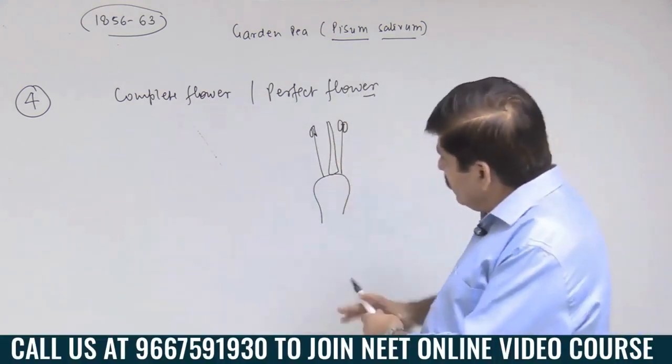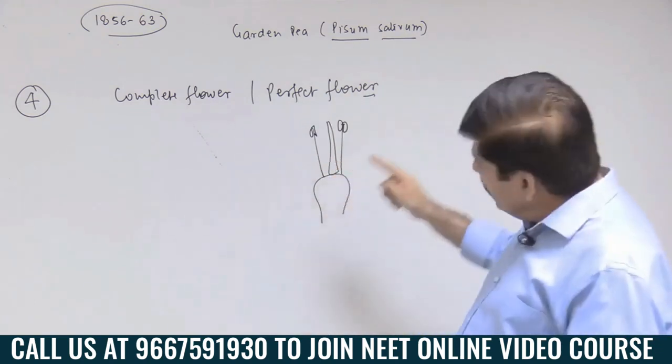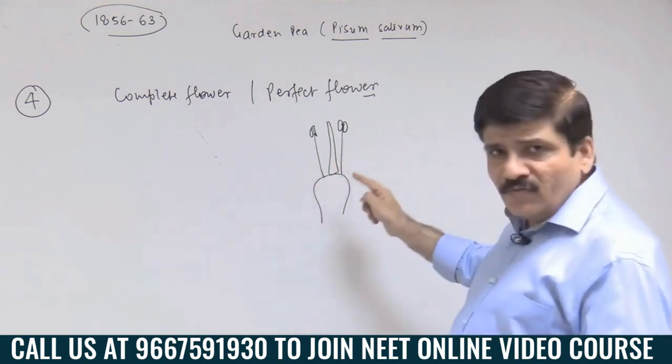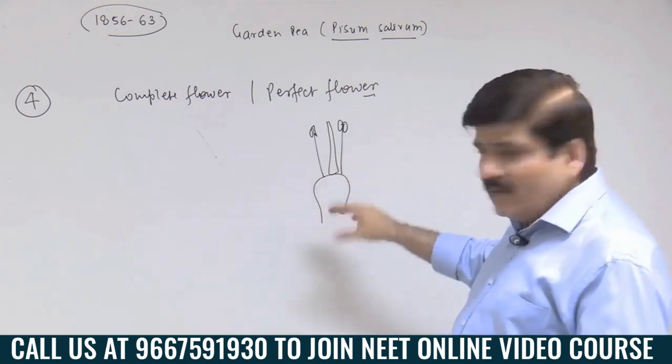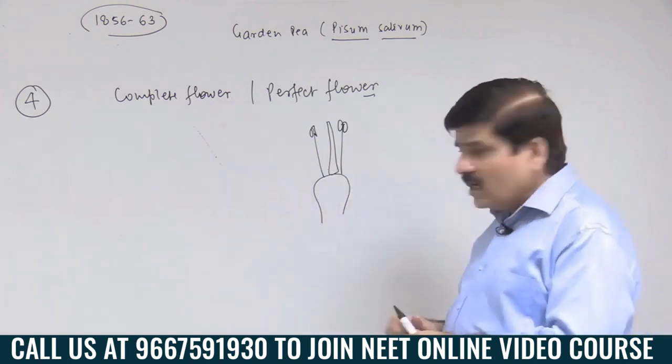Now you know that in addition to these two whorls, there are two accessory whorls as well. So these are the reproductive parts of the flower. They are actually located on the thalamus. They are arranged in whorls. This is absolutely basic botany that you are aware of.